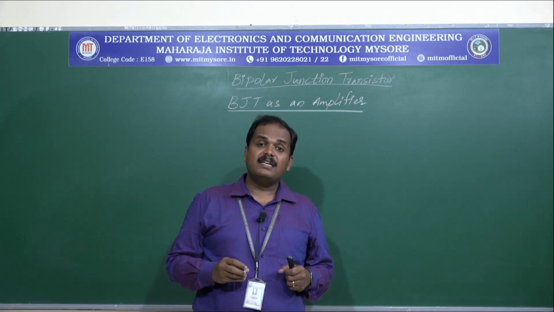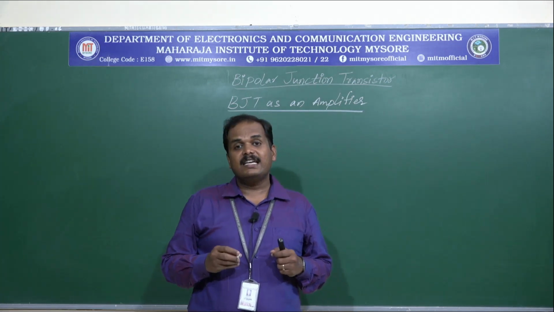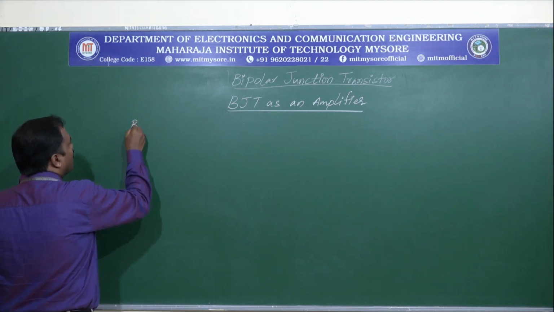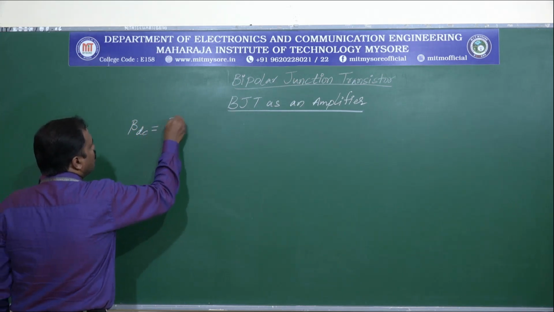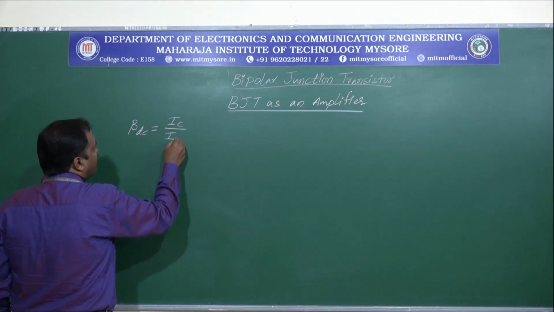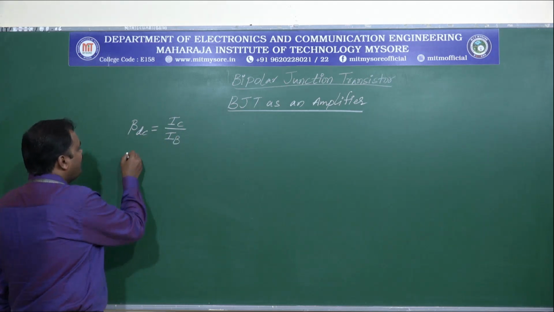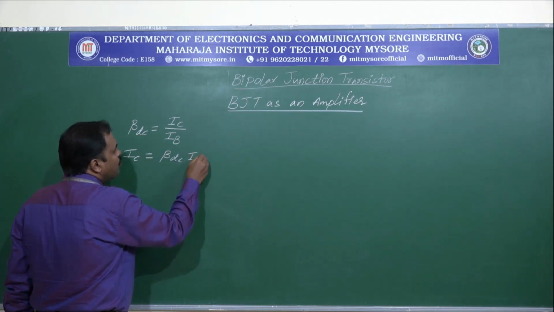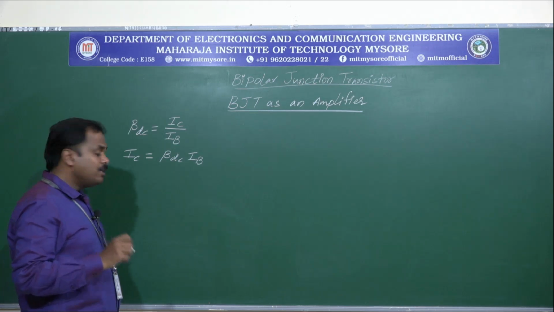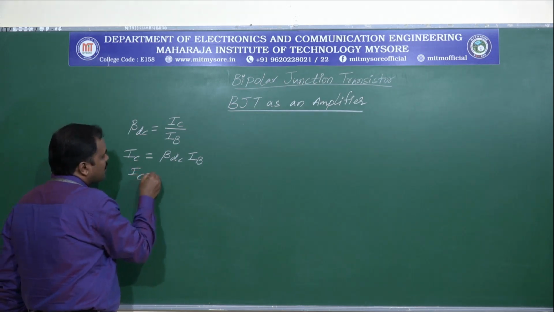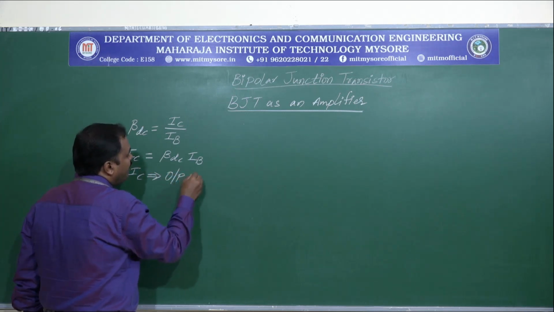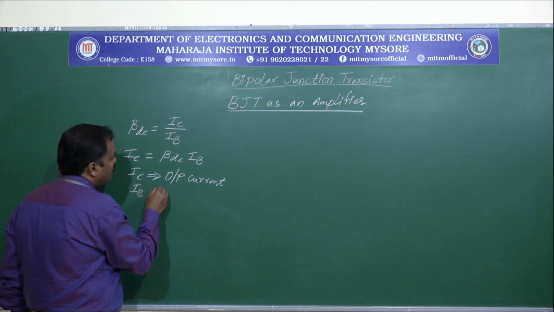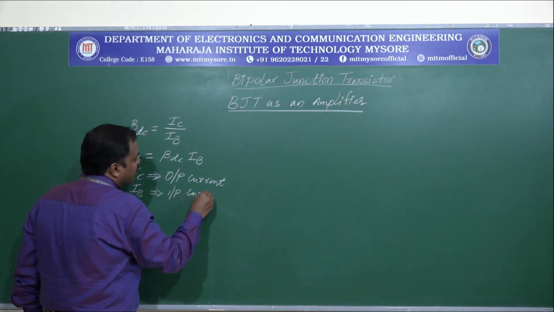We know that beta DC, which is a current gain factor, is given by IC by IB. So let us say beta DC is equal to IC by IB, and from this IC can be written as beta DC into IB. Here IC is the output current and IB is the input current.